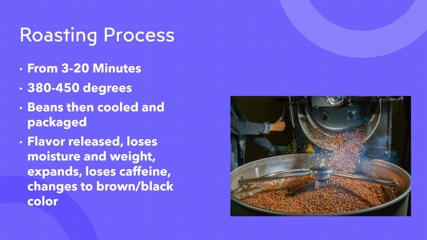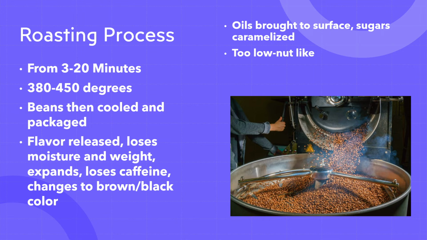The bean changes from brown to black color. The oils come to the surface. This is really notable on our dark roast coffees that are roasted a little bit longer. You can see those beans are just really, really oily. If you look in the espresso hopper, you can see the oils kind of stick to the side of the espresso hopper. The sugars in the bean are caramelized as well.